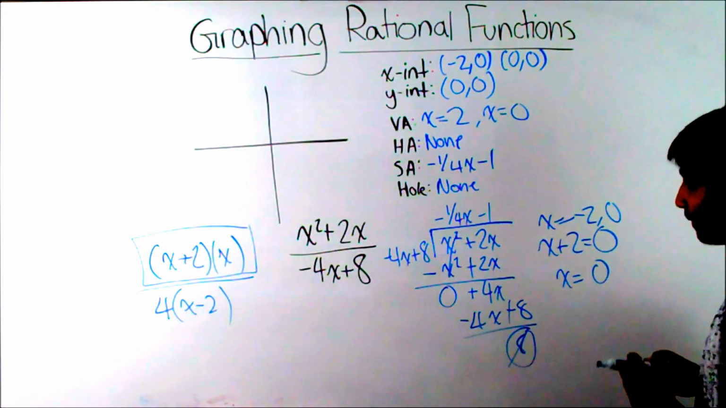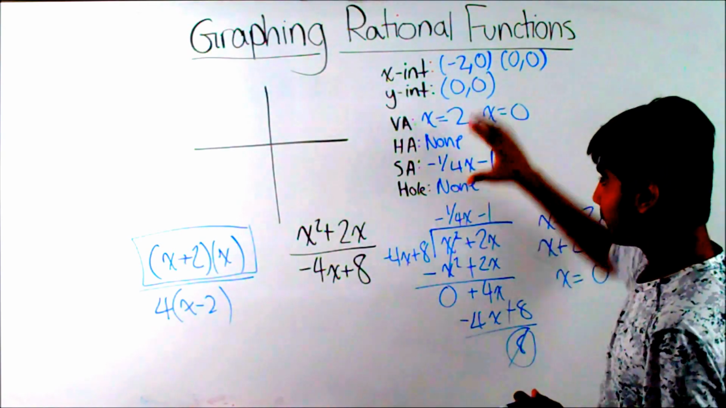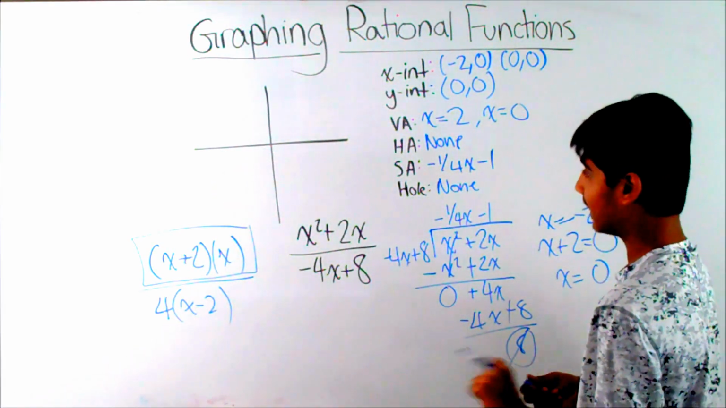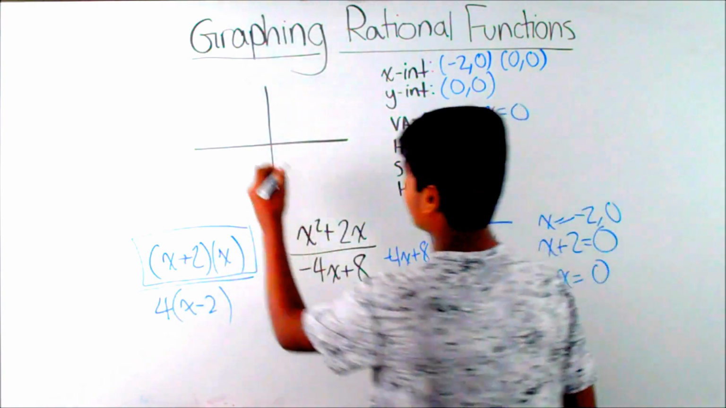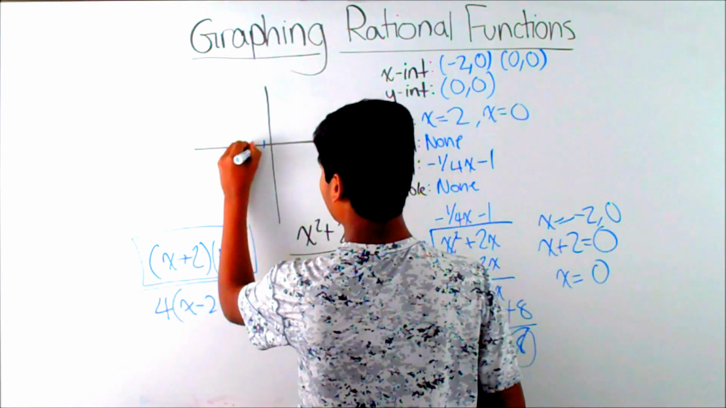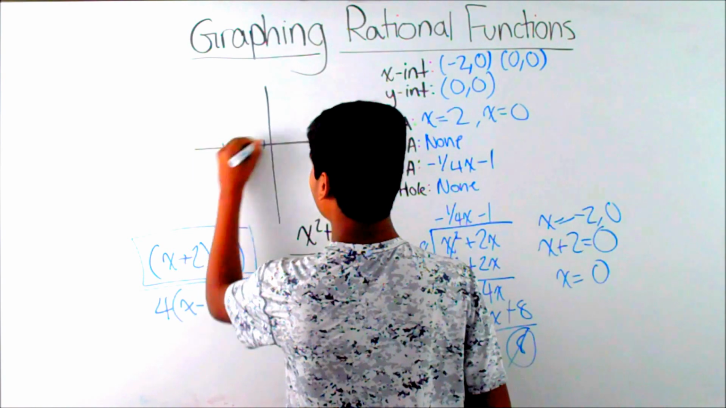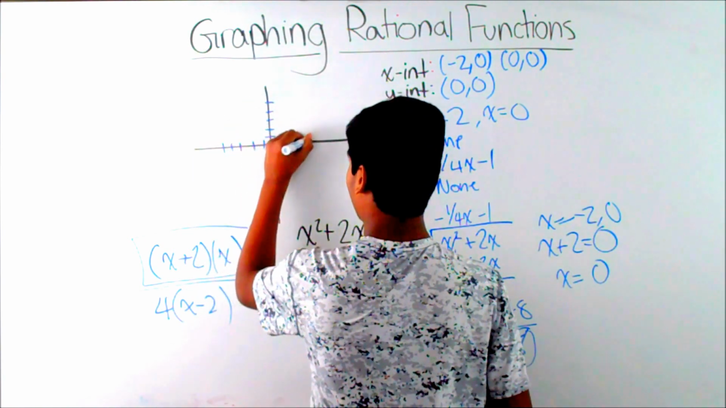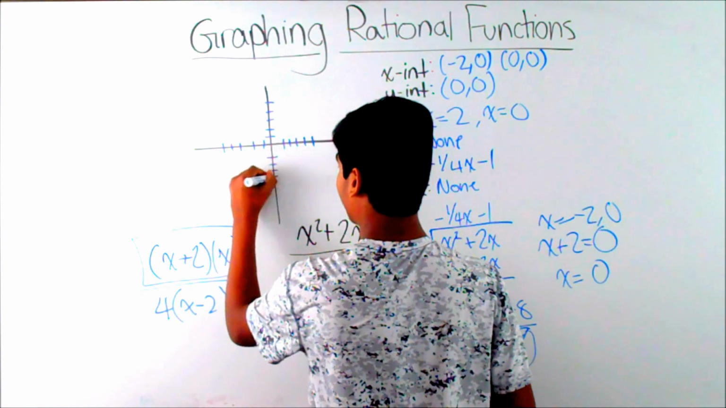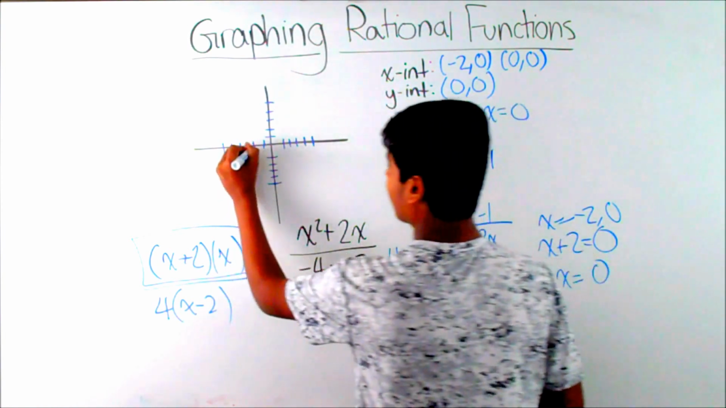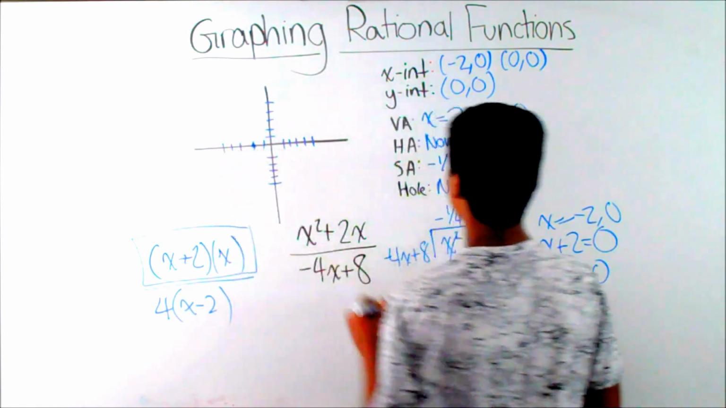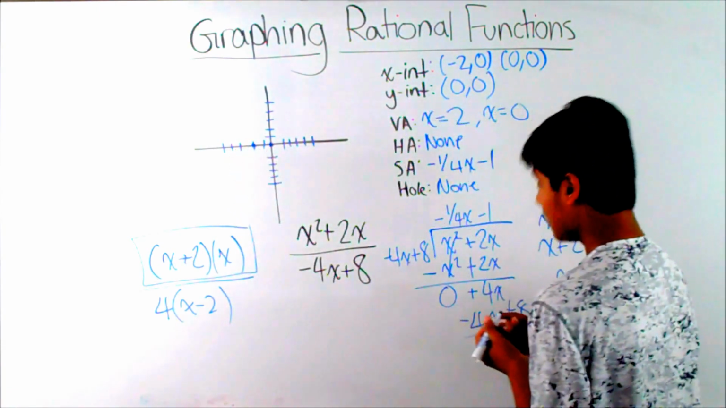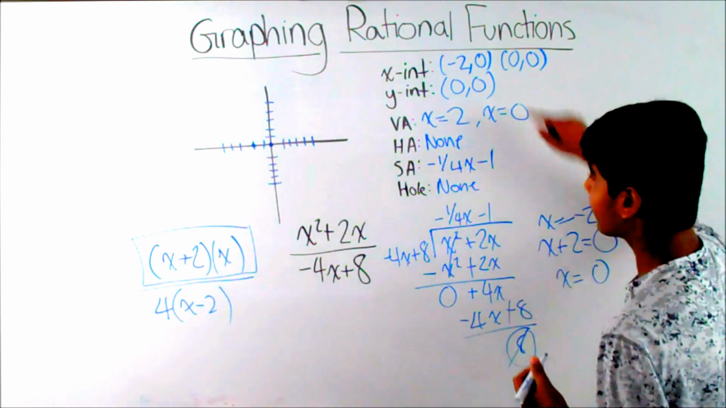Now we just need to graph it. So basically we put all the stuff in there. So we have the x-intercept at negative 2, 0. So we're going to count 1, 2, 3, 4, 5 on each axis. And it's negative 2, 0. And also 0, 0. We also know our y-intercept is 0, 0.